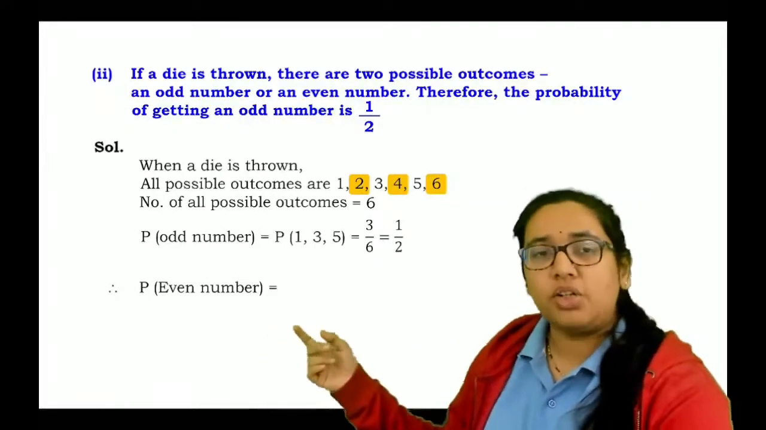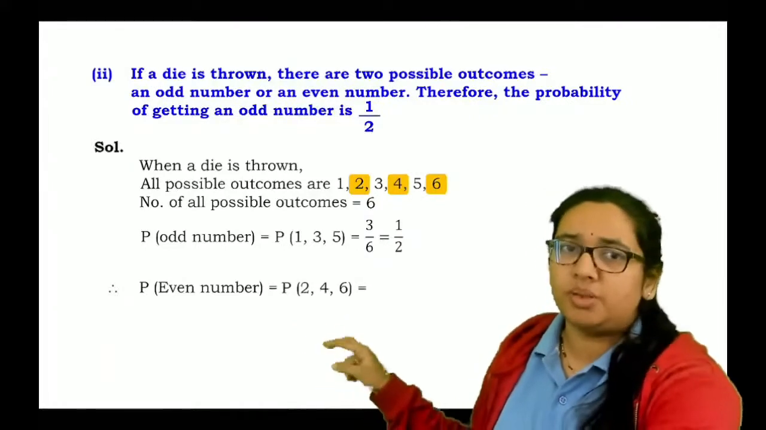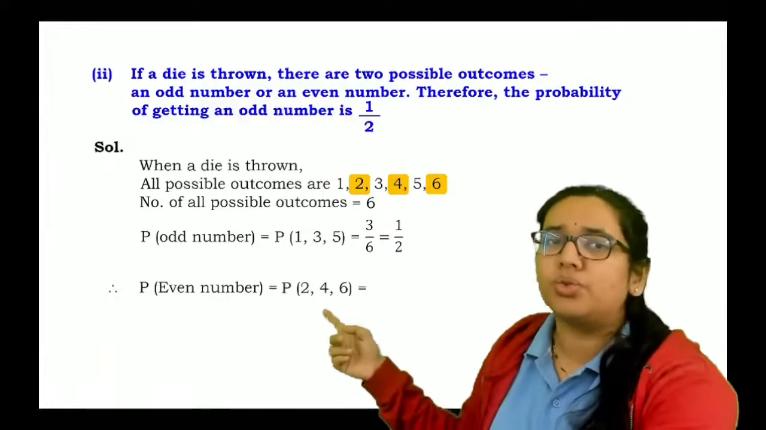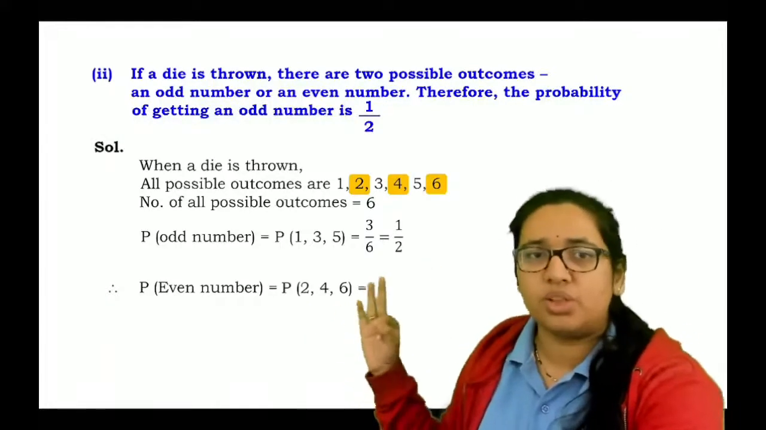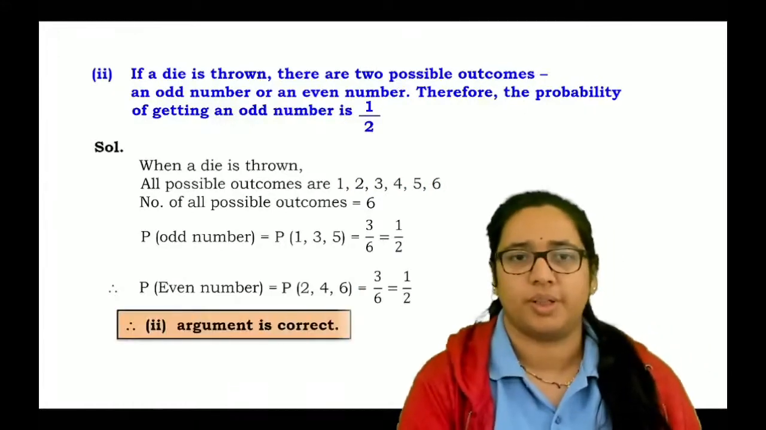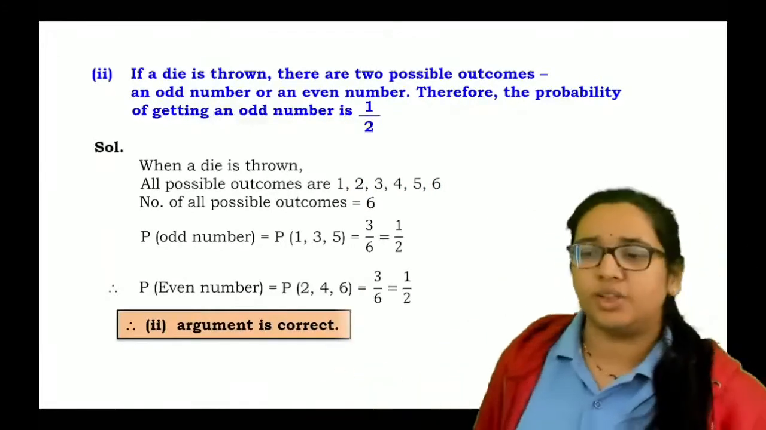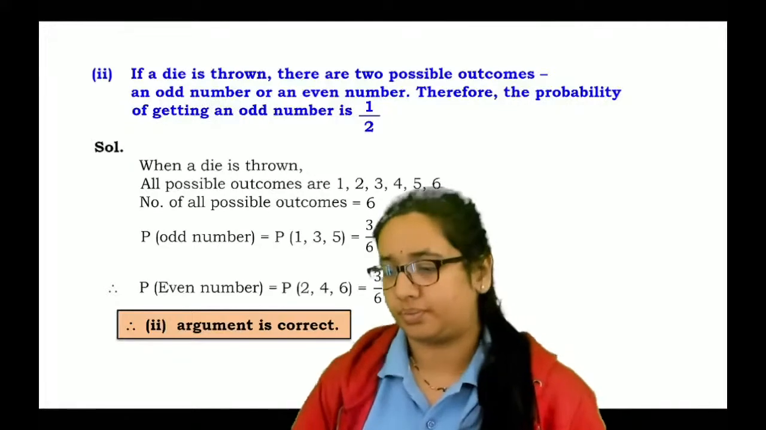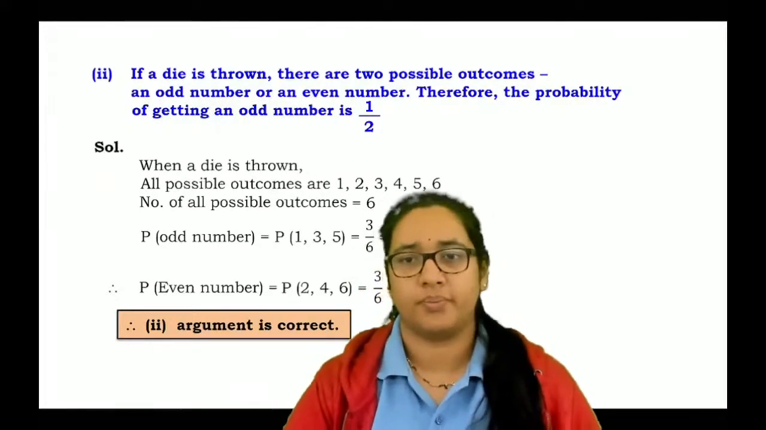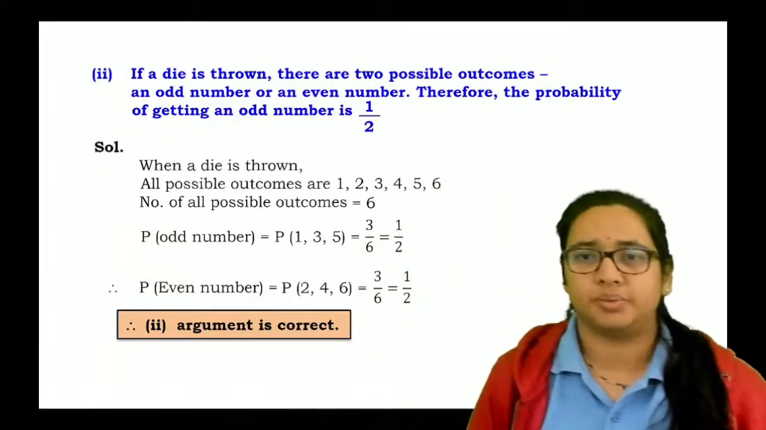Now, the probability of an even number. The probability of an even number is nothing but the number of favorable outcomes for this. So it will be 2, 4, 6. So again there are 3 outcomes. So its answer will be 3 upon 6, which is nothing but 1 half. Hence, the second argument is the correct one. Are you getting this one? Yes.